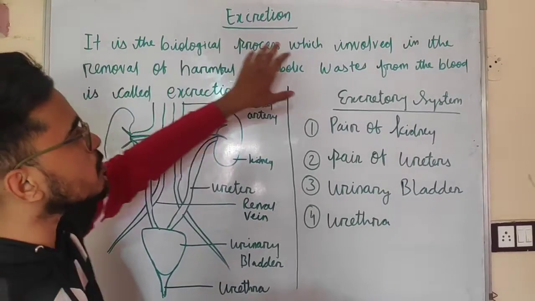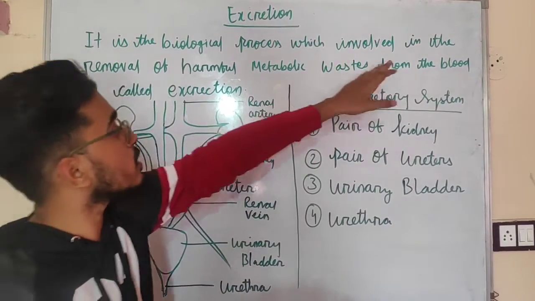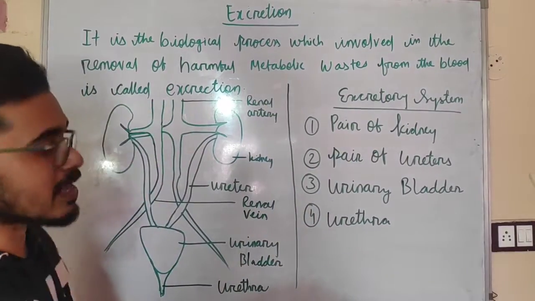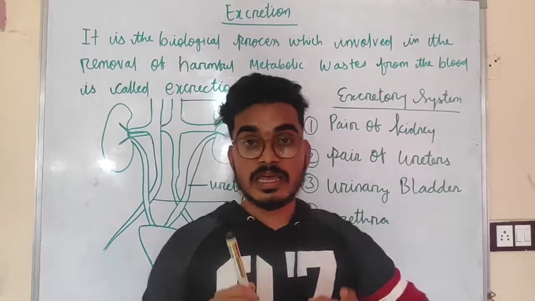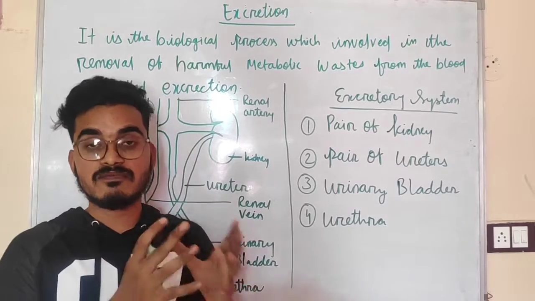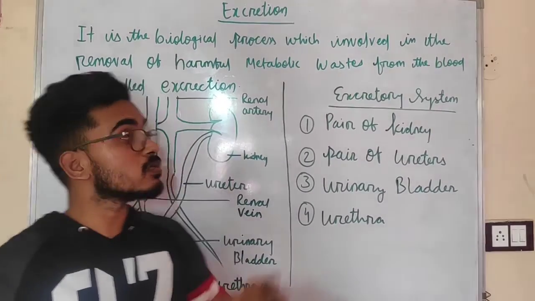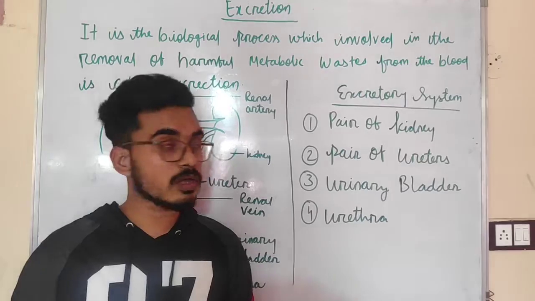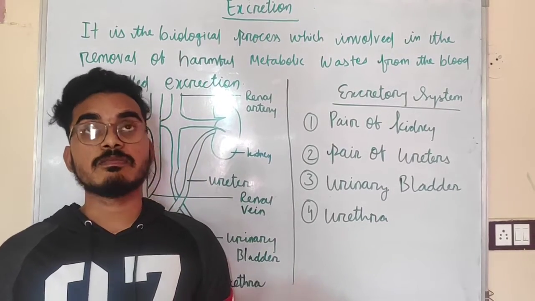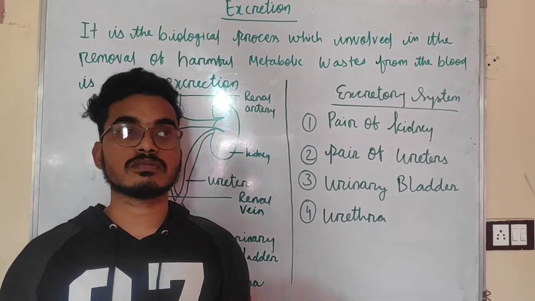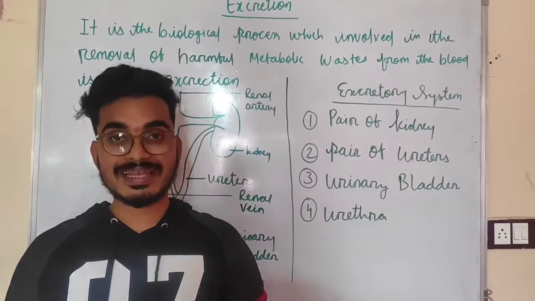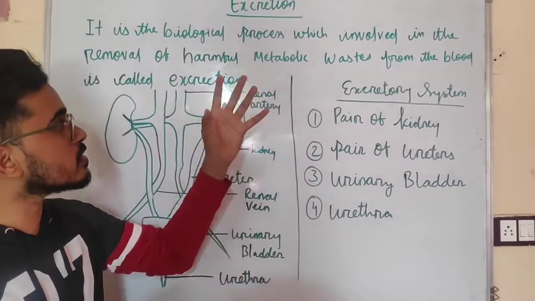It is a biological process which is involved in the removal of harmful metabolic waste from the blood, and it is called excretion. So excretion is a process in which the waste present in the blood is removed. So what are the wastes present in the blood? Basically, the wastes are things like urea, ammonia and uric acid. These are the wastes which are present in the blood.